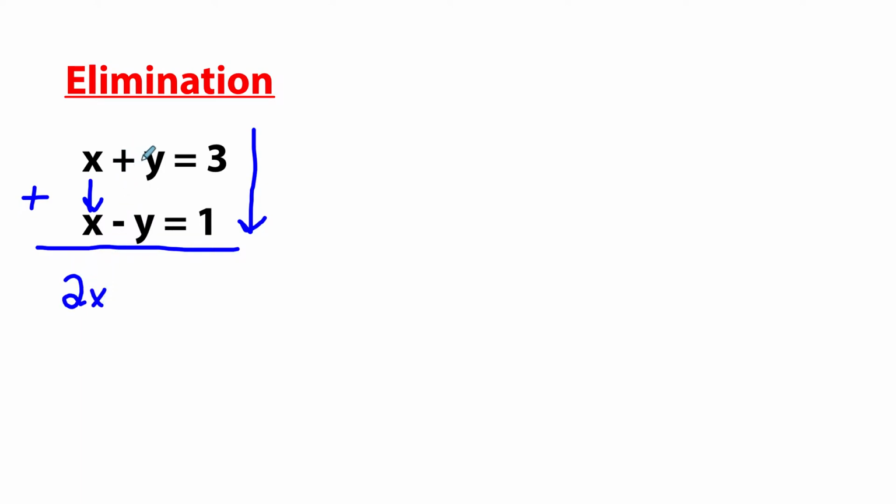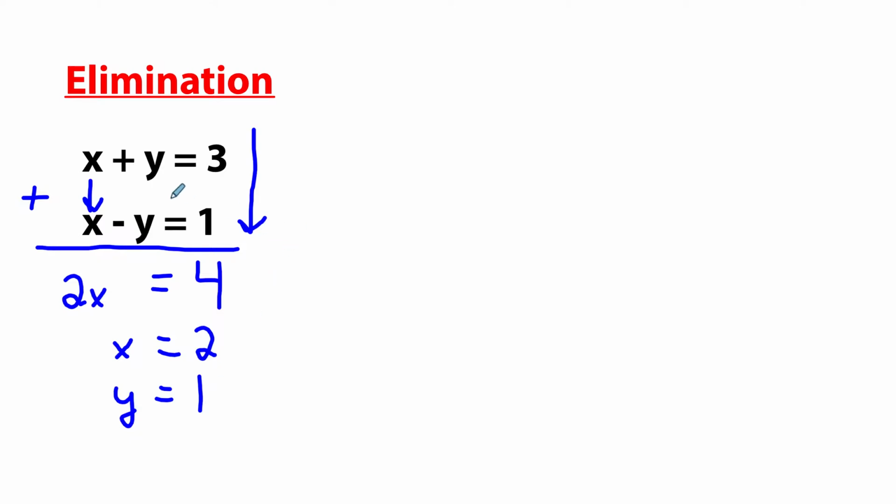And look at this. If I add a positive y to a negative y, what does that become? Well, that just becomes 0, and there's nothing left over. And then when I add 3 plus 1, that becomes 4. Then I would solve this for x, and obviously x is 2. And then once again, I could go back and plug in x to either of these equations, and I would get that y equals 1. So that's elimination.